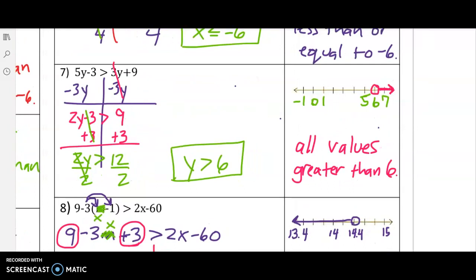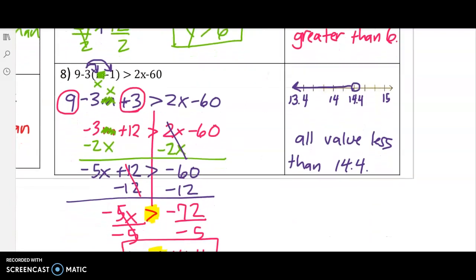Number 7, not too many errors here. I didn't have to flip anything either. So I have an open circle because it's only numbers greater than 6. So 6 is not included. That's why the dot is not closed. Only values bigger than 6. 6.1, 6.2, 8, a million, anything bigger than 6. The last one, there was a small typo.